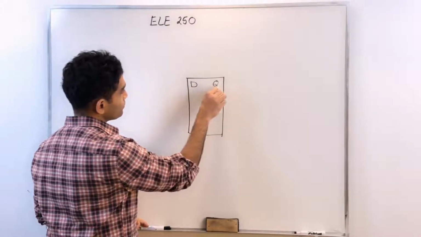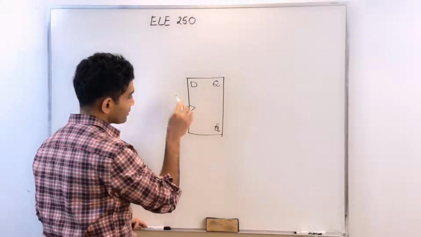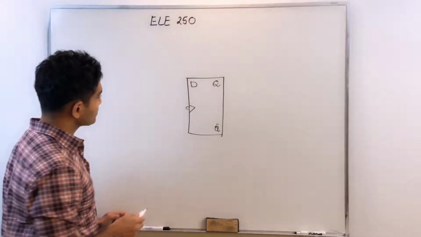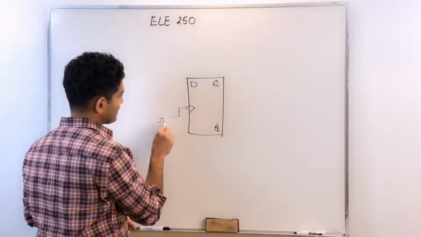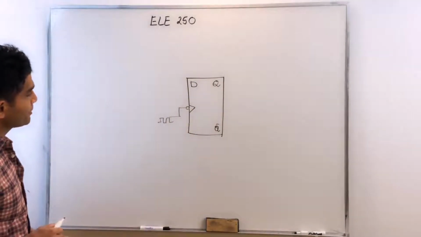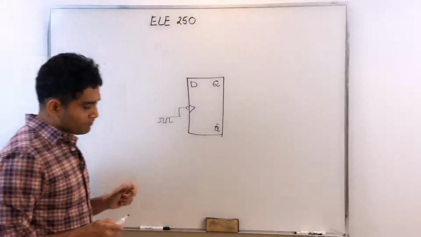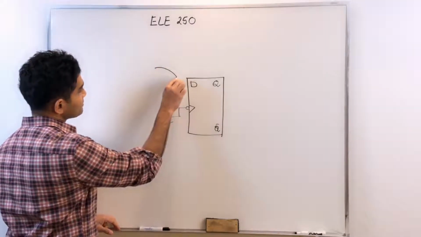Again, I have two outputs, Q and Q prime. From now on, of course, I'm working with edge triggered flip-flops. So that's my clock applied. In this case, that's a negative edge triggered flip-flop. And I would like to modify this a little bit.